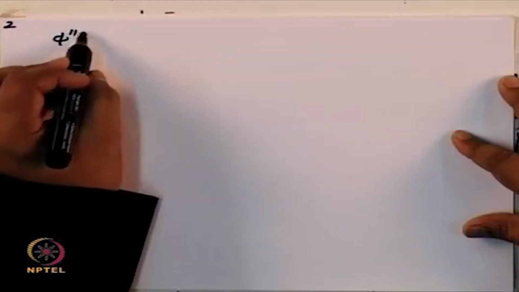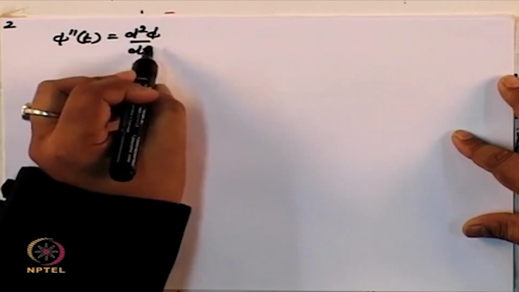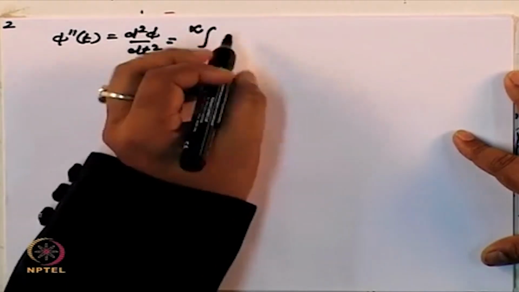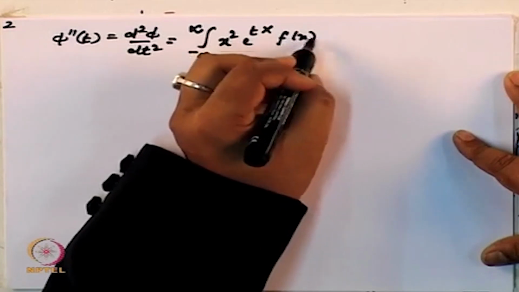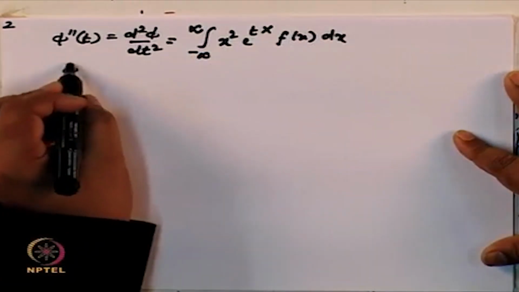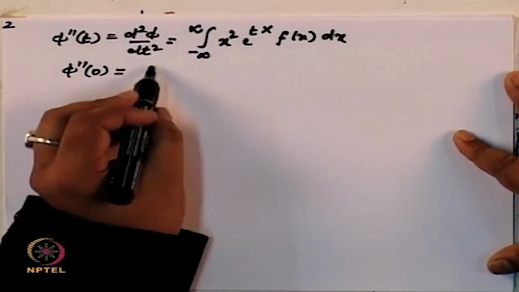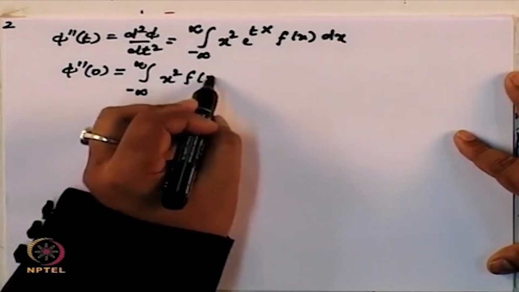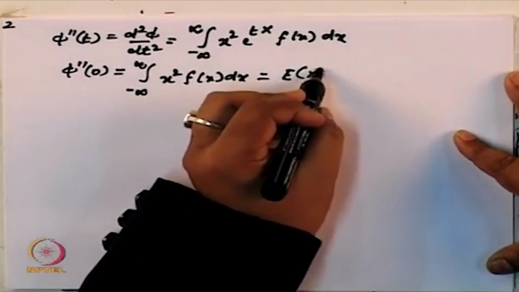Similarly, I can write phi double prime of t as the integral of x square e to the power tx f of x dx. If I substitute t equal to 0, I get phi double prime of 0 is equal to the integral from minus infinity to infinity of x square f of x dx. What is this? This is nothing but the expectation of x square.